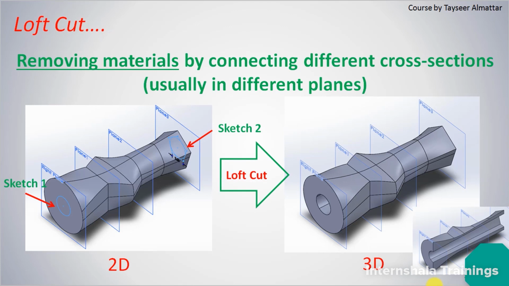Loft Cut is the opposite of Loft Boss. Here, we are removing materials by connecting different cross-sections. Similar to Loft Boss, we can use as many sketches as needed. With Loft Cut, we can go from the sketches on the left to produce the object on the right. Note on the left, we are using 2 sketches in 2 different planes. If needed, we can also use guide curves with our Loft Cut.